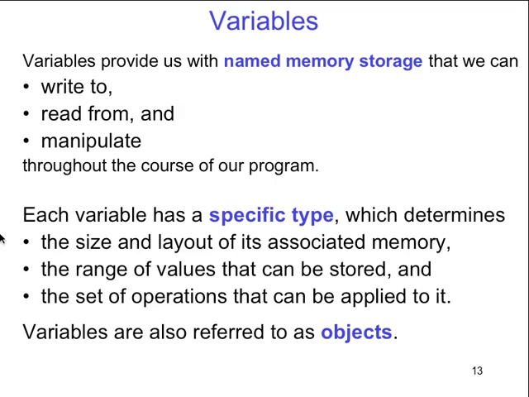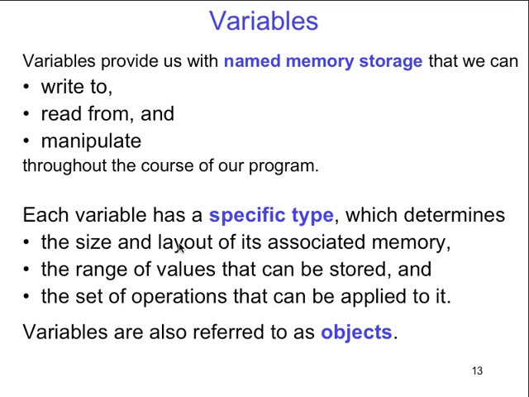So each variable has a specific type associated with it that determines the size of the layout associated with memory, the range of values that can be stored, and the set of operations that can be applied to it. Variables are often referred to as objects. So C++ took the variable, turned it into an object, actually.